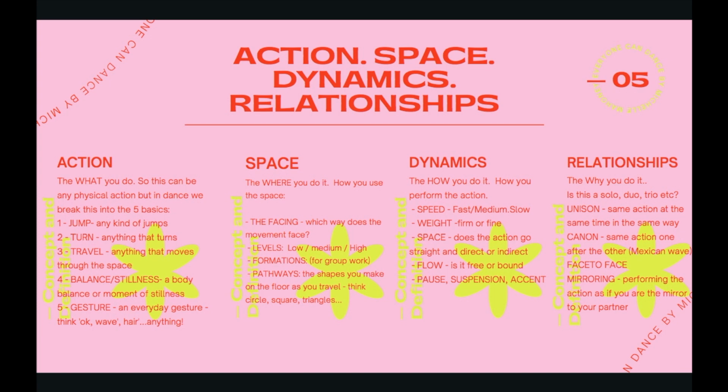Unison, so the same action at the same time in the same way. You could use canon, which is like a Mexican wave of the same action. You could use face to face, where dancers are facing one another. Or mirroring. Mirroring's a lovely one. Children love to do this one, and adults actually, where you're performing the action of your partner as if they are looking in the mirror.